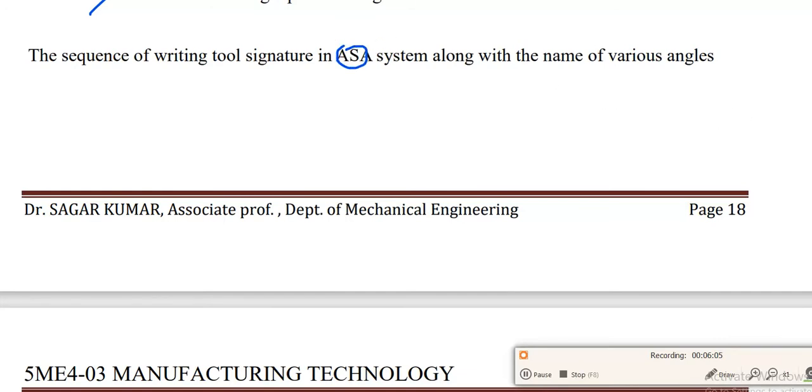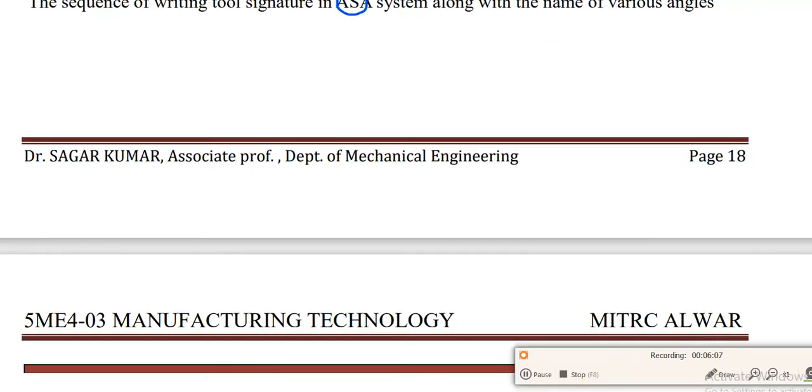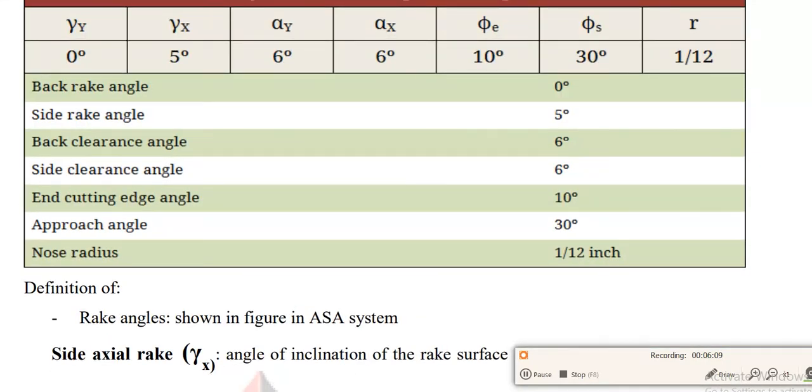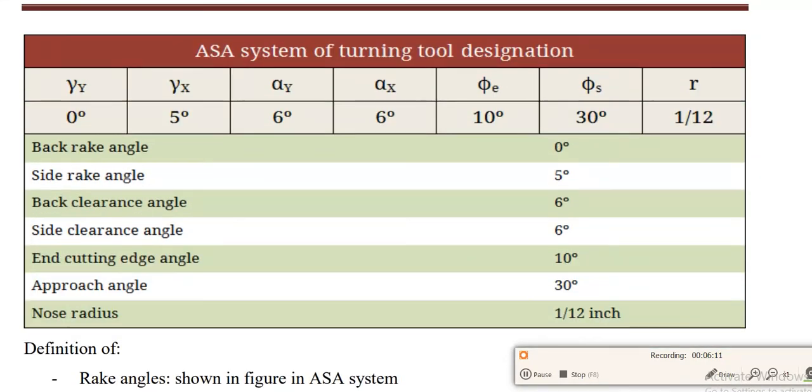Right, with the name of various angles. So this is the table. From the table you can see gamma y, gamma x, alpha x, phi s, and r. These are the notations for the ASA system of turning tool designation. And the back rake angle should be 0 degree.